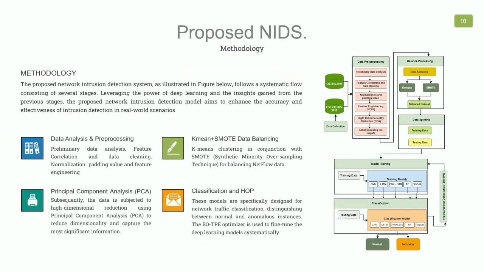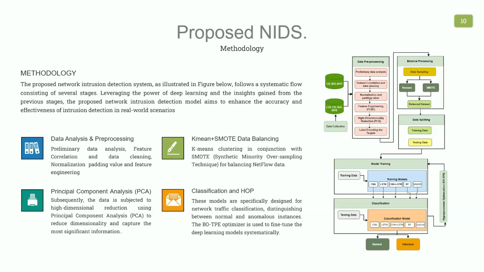The proposed network intrusion detection system, as illustrated in the figure below, follows a systematic and comprehensive methodology to enhance the accuracy and the effectiveness of the IDS. Initially, the process involves data analysis and preprocessing, which include primary data analysis, data correlation, data cleaning, normalization, padding value adjustment, and data and feature selection to prepare the dataset. Subsequently, the data is subject to high dimensionality reduction using principal component analysis to capture the most significant information.